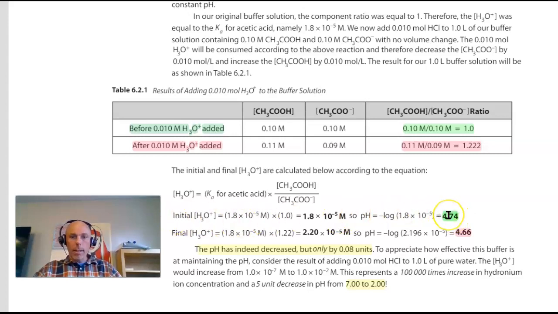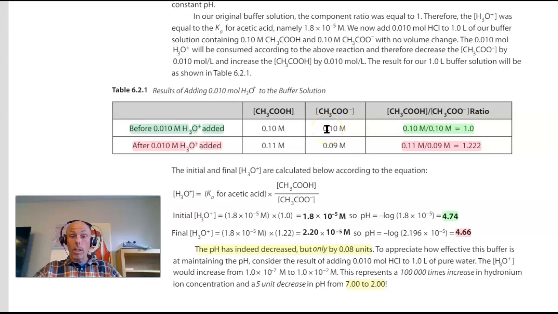And here's the math again, explaining what I just mentioned. Meanwhile, if you add 0.01 molar strong acid or hydronium to this buffer system, 0.01 molar base will react. So 0.1 goes to 0.09, and the amount of base that reacts turns into conjugate acid.